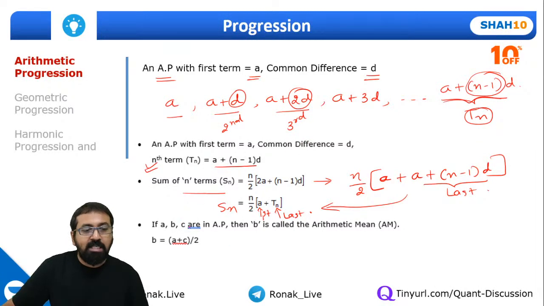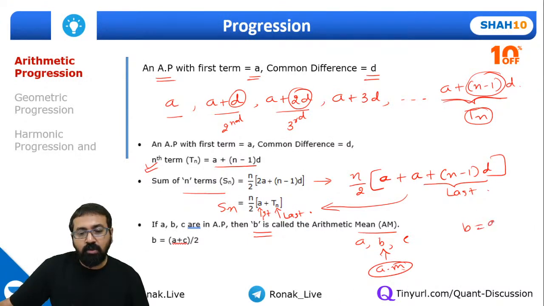And guys, just one more point. If A, B, C are in arithmetic progression, then B is called the arithmetic mean. If there are three numbers A, B, C, then this middle term is called the arithmetic mean. So B is equal to (A plus C) by 2. You can take any example and verify this.